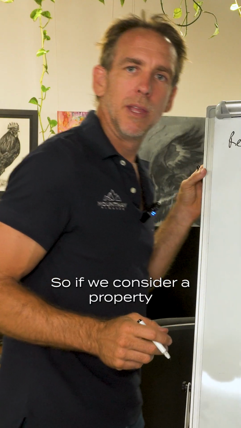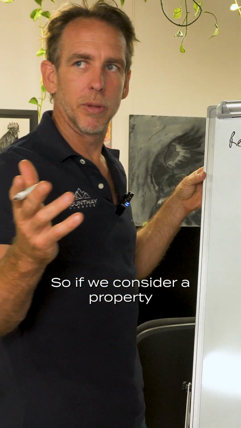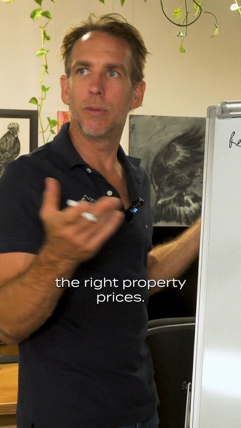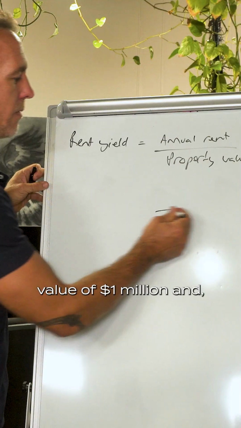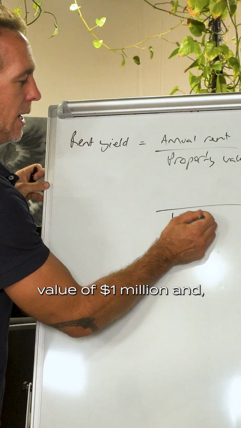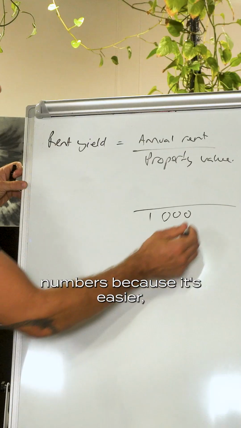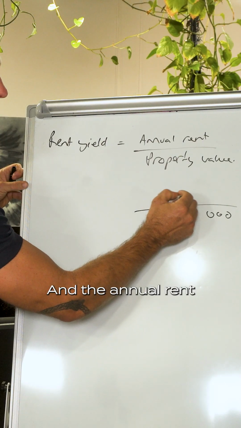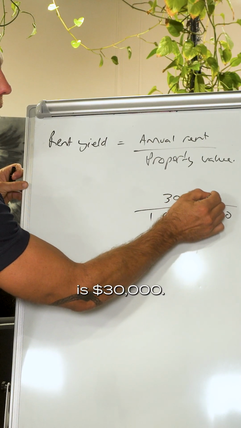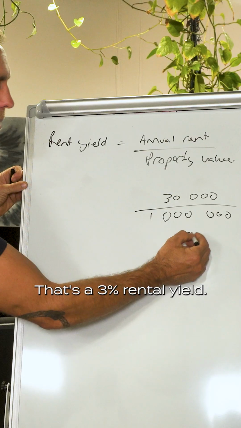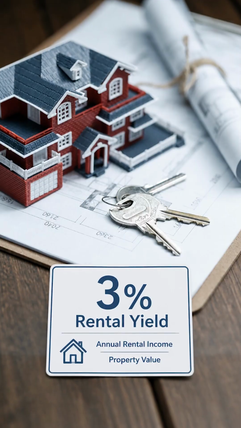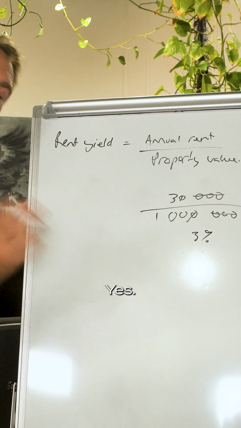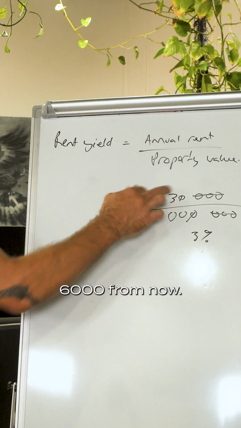Right? So if we consider a property, it could be any capital city nowadays, given the way property prices are. If we have a property value of $1 million, and I'm using round numbers because it's easier, and the annual rent is $30,000, that's a 3% rental yield. Let me just make sure I've done those numbers correctly. Yes, that's a 3% rental yield, $30,000 per annum.